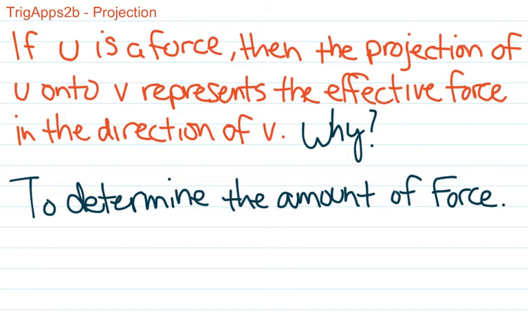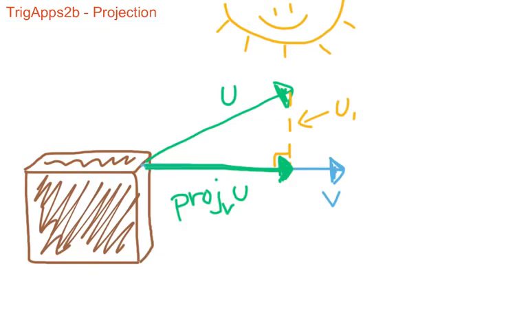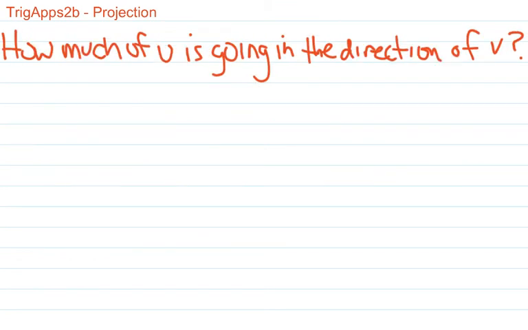So physics and pre-calc kind of meet in a few different ways, and so does calculus and physics. Now, what we're actually asking still is how much of u is going in the direction of v. So let me go back there. How much of this u is actually going in the direction of v? What percentage, what fraction of that vector is going in the direction of the blue vector?